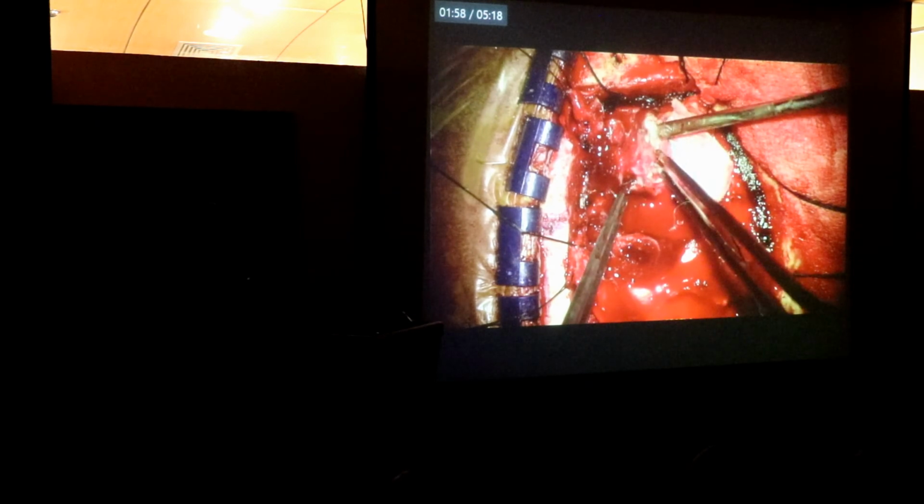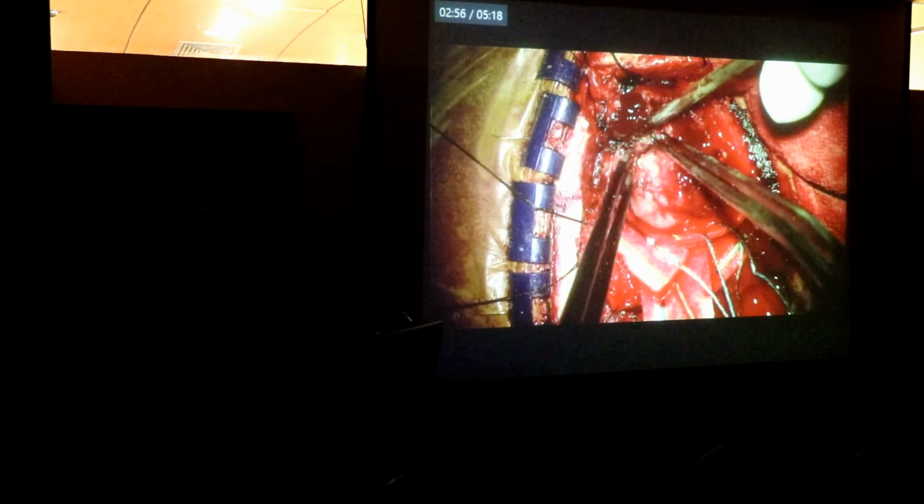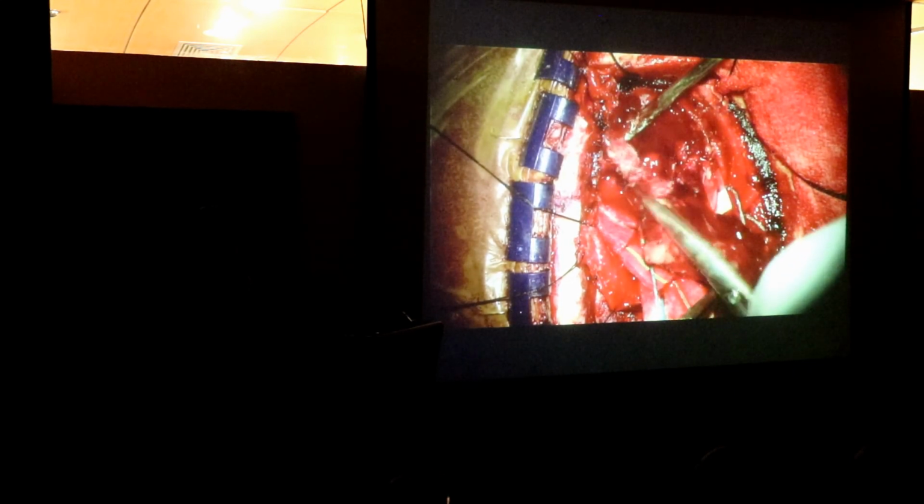Did it have a capsule? In some areas, yes, in others, no. Here, for example, there is a capsule here. So you pick up the blood vessels, the tumor. Usual way of debulking from inside and then going around it.